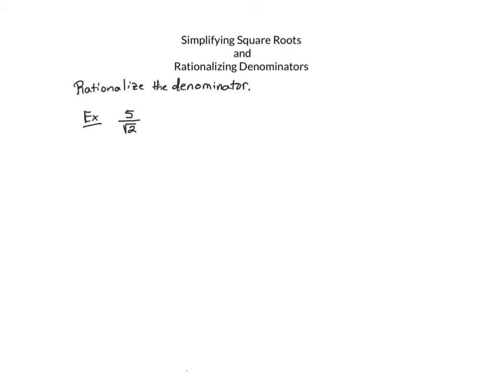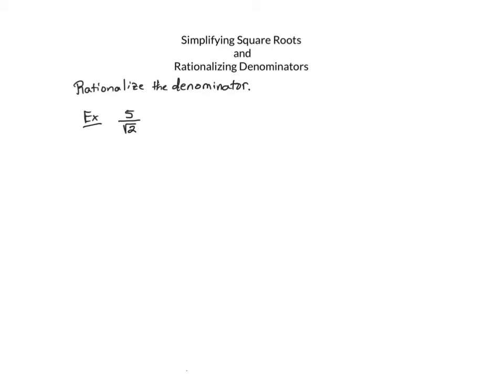And by rationalize the denominator, it means we're going to find an equivalent fraction to this that has a rational denominator instead of an irrational one. Right here, the square root of 2 is irrational.